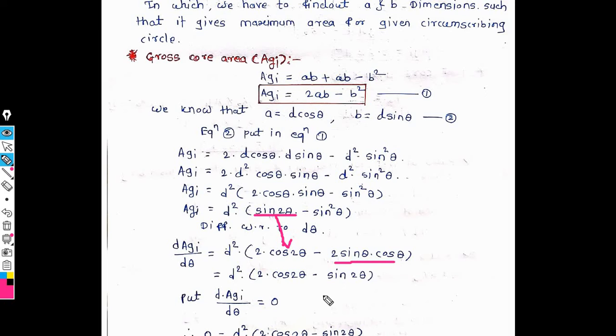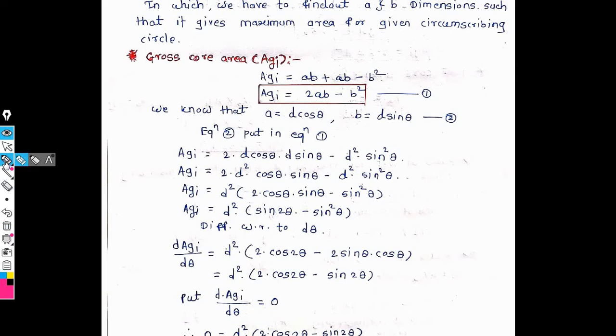Then the next equation is d square into bracket 2 cos 2 theta minus sin 2 theta, where the formula of sin 2 theta is 2 sin theta cos theta. Then put the rate of change of gross iron area with respect to theta equal to 0.